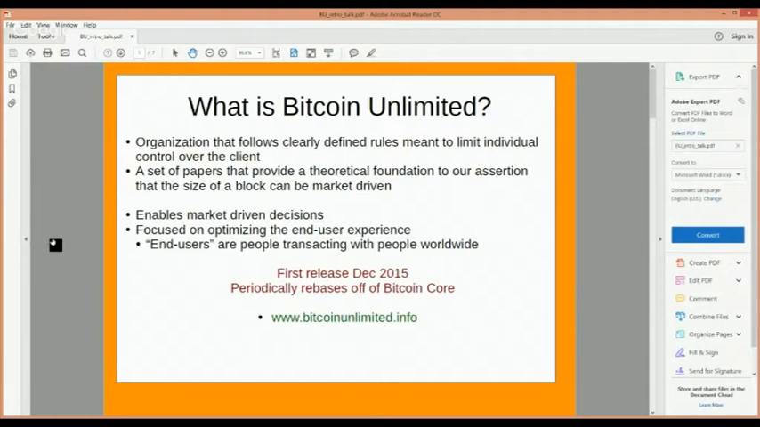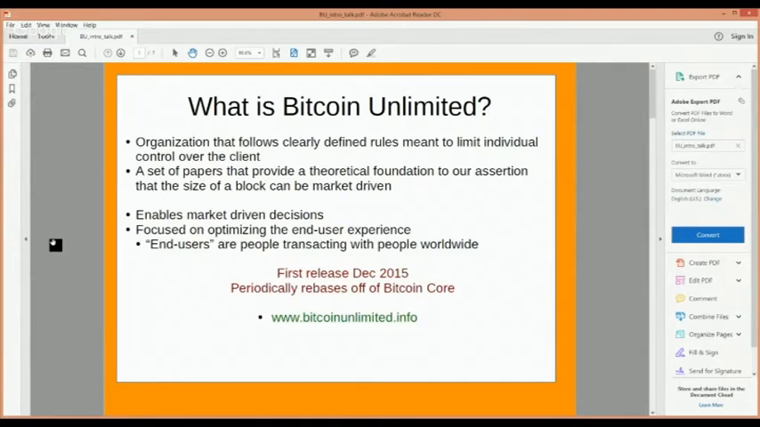The key thing to know about Bitcoin Unlimited, if you've heard of it, is that a lot of people think it means unlimited blocks. It doesn't really. It means more like unlimited choice, and more importantly, that the size of the block should be market driven. Our research has discovered that there are certain techniques and methods that miners and nodes can employ to guide the network to larger or smaller blocks, presuming there isn't a hard limit.